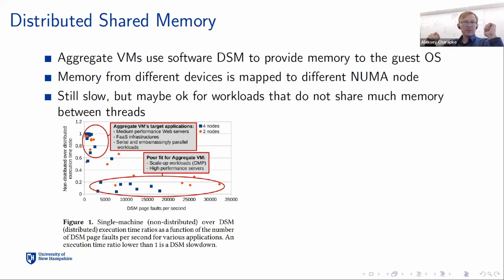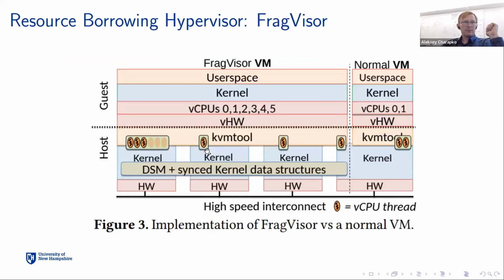So yeah, and to make all of this happen, they create a prototype hypervisor called Fragvisor. I believe it's based on KVM, so just some changes to what's already there in a Linux kernel. The biggest change is, of course, that this is now a distributed hypervisor, right?